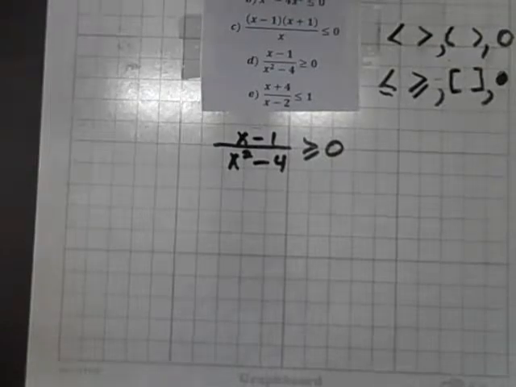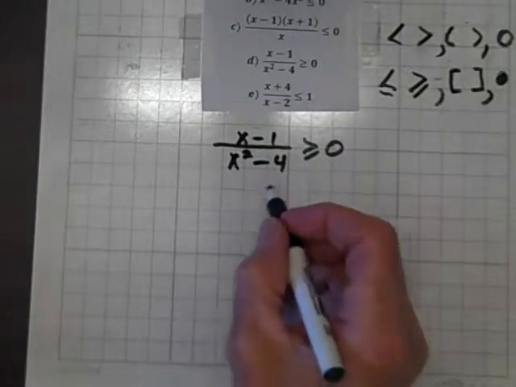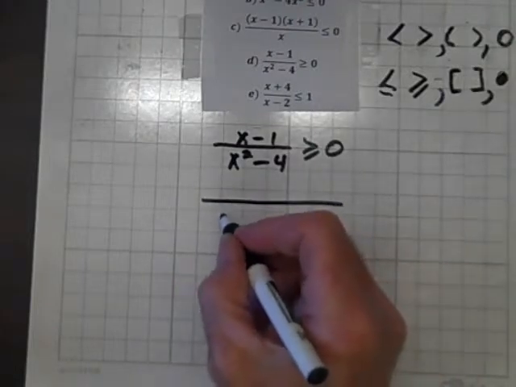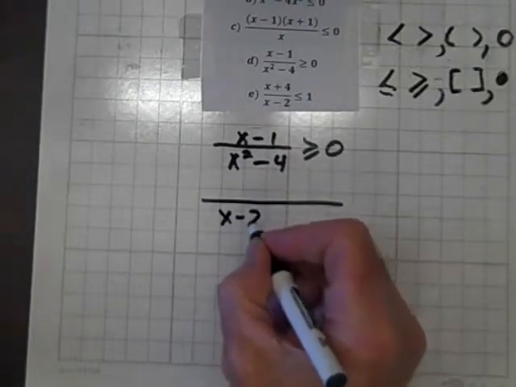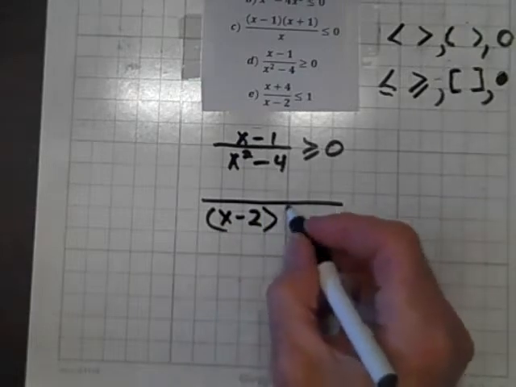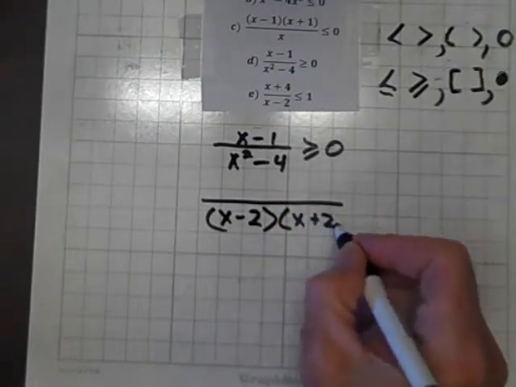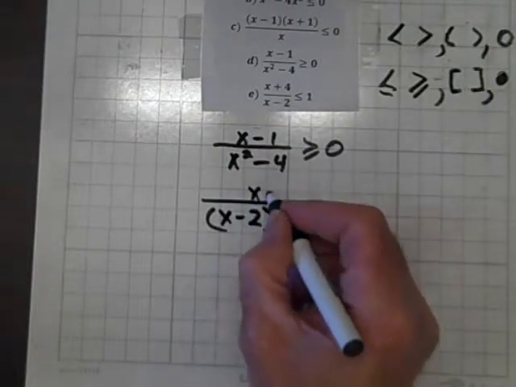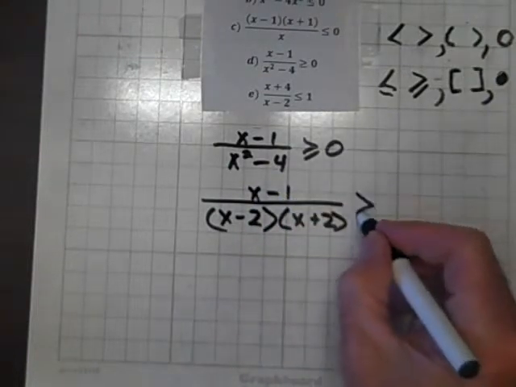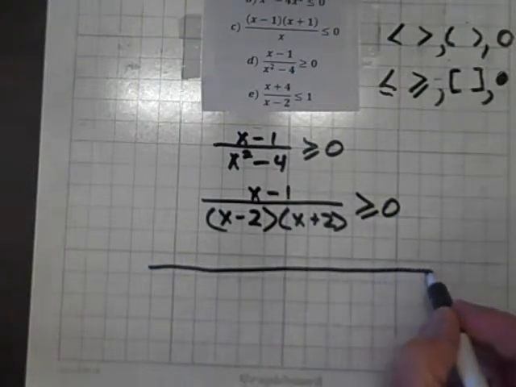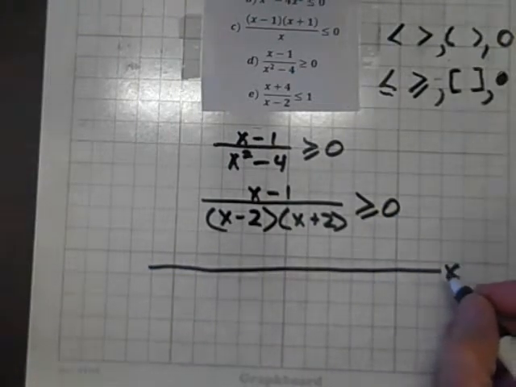Well, our first step here is to factor that denominator. That's a difference of 2 squares, so we have x minus 2 times x plus 2. And upstairs we have x minus 1, that's greater than or equal to 0. So now we're ready to graph, draw our number line, x.